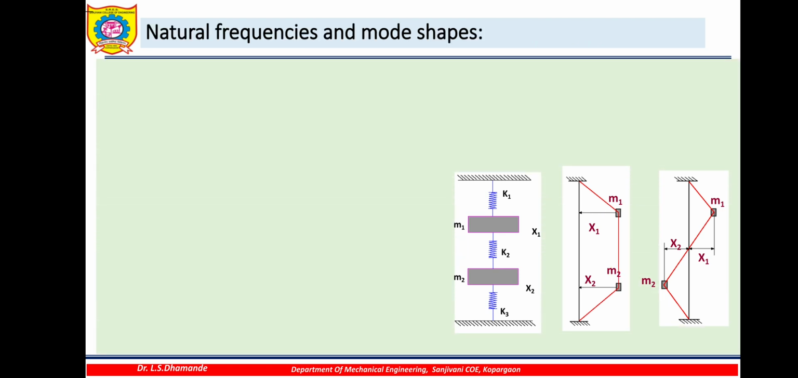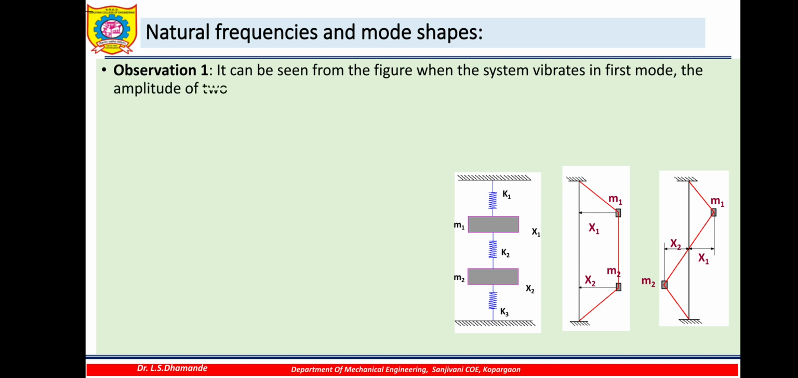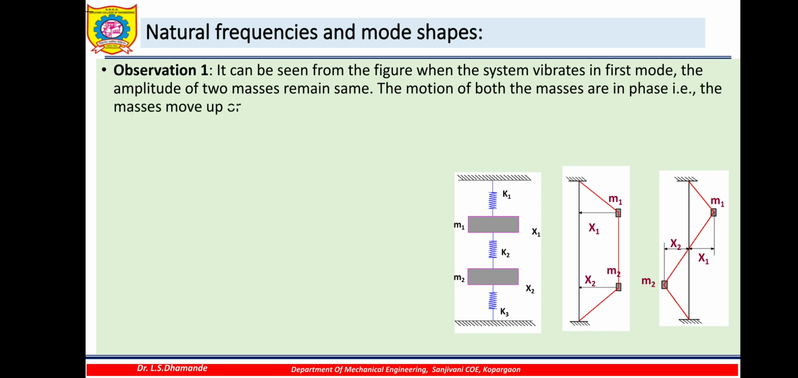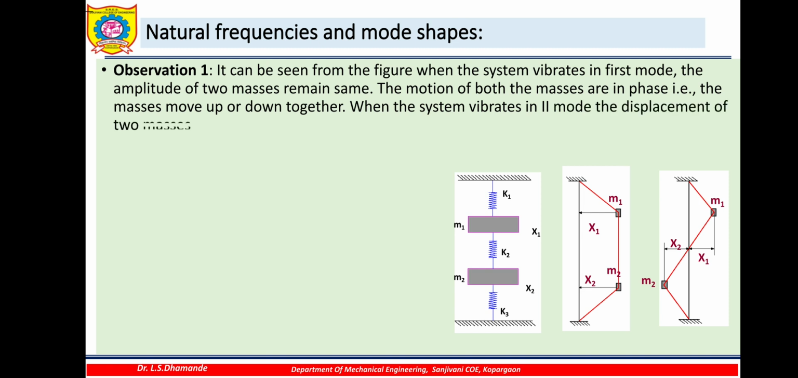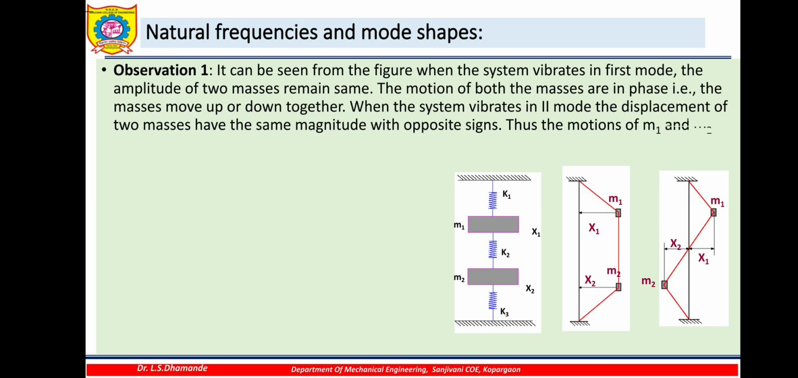So there are certain observations. First, it can be seen from the figure that when the system vibrates in the first mode, the amplitude of the masses remains the same and the motion of both masses is in phase. That is, the masses move up or down together. When the system vibrates in the second mode, the displacements of the two masses have the same magnitude with opposite signs. Thus, the motions of m1 and m2 are 180 degrees out of phase. So the phase difference between these two is 180 degrees.